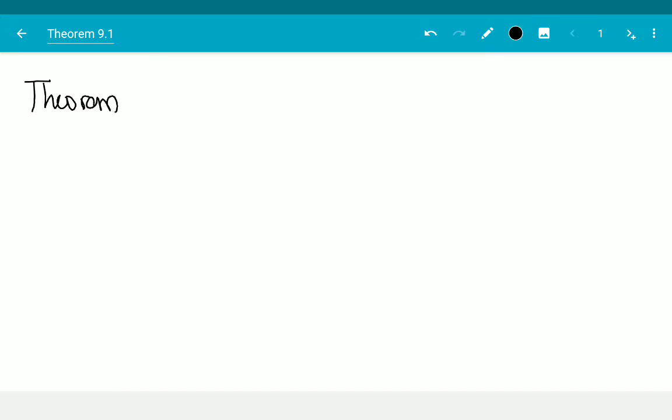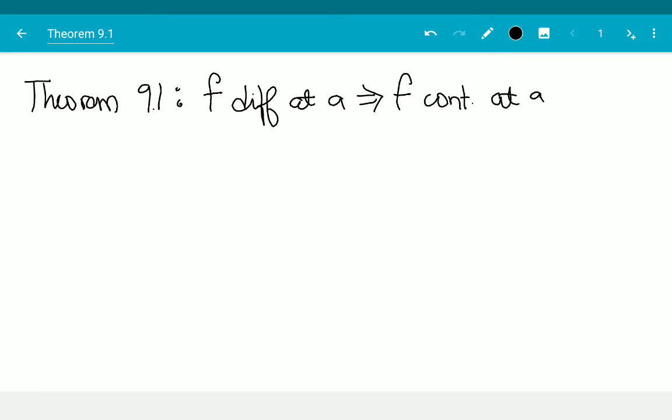Theorem 9.1, which says if f is differentiable at a, then f is also continuous at a. F differentiable at a implies f continuous at a. And the proof is relatively simple.